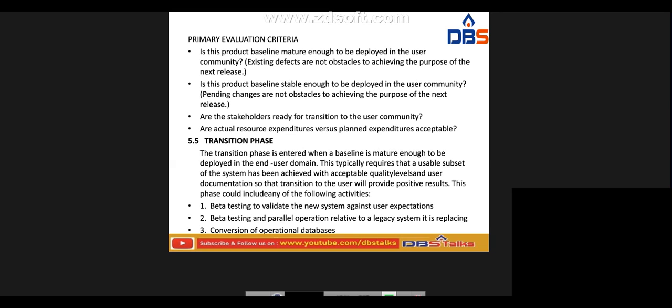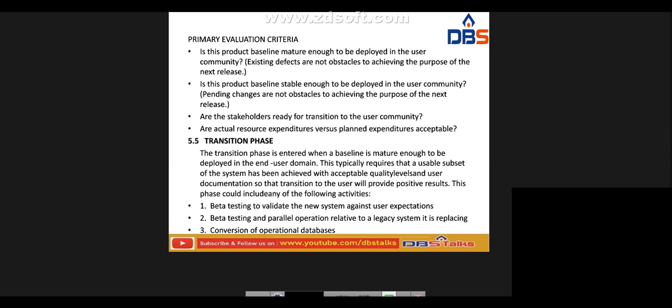And going to the transition, we have to take some of the baselines and release the product to the end user. So it will affect the particular system, and the users will give some positive results. This phase also includes different types of activities. The first one is beta testing to validate the new system against the user expectations, and beta testing and parallel operations related to the legacy system it is replacing, and conversion of operational databases.